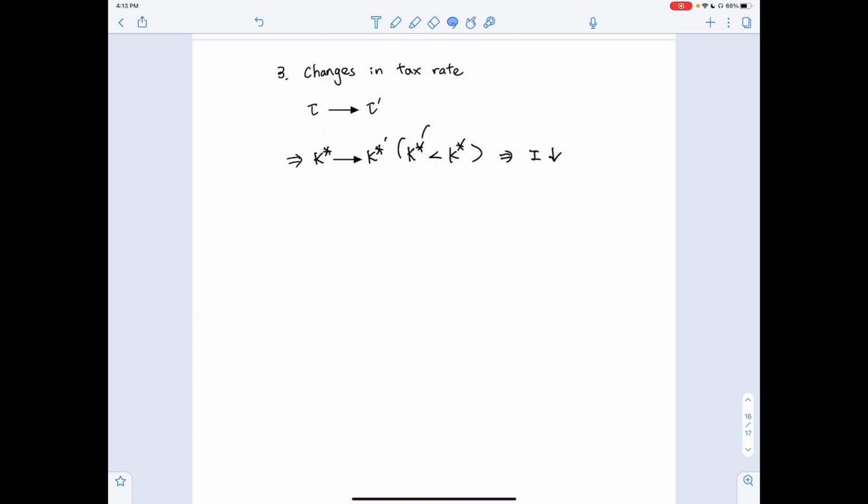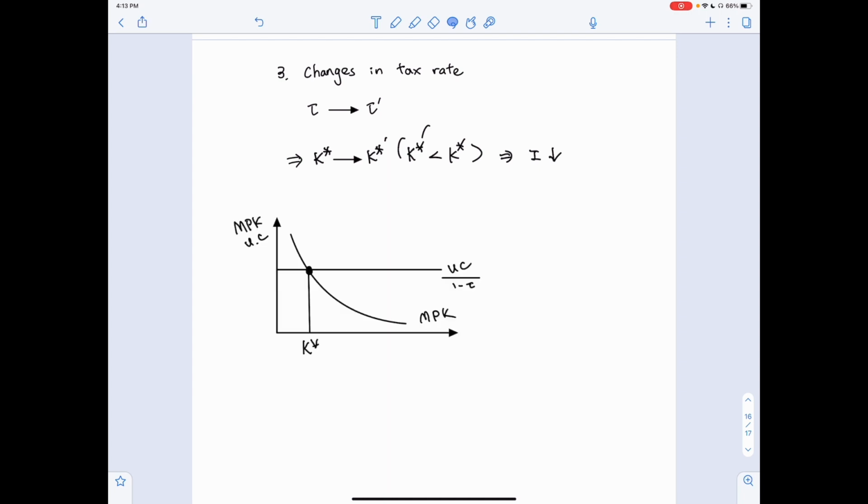Now we want to look at the third scenario, that is, when there is an increase in the tax rate, how will that affect the investment decisions? It turned out that when the tax rate gets higher, we are going to choose a lower level of the desired capital stock, and then we will choose to decrease the investment. To illustrate why that is the case, let's look at the graph again.